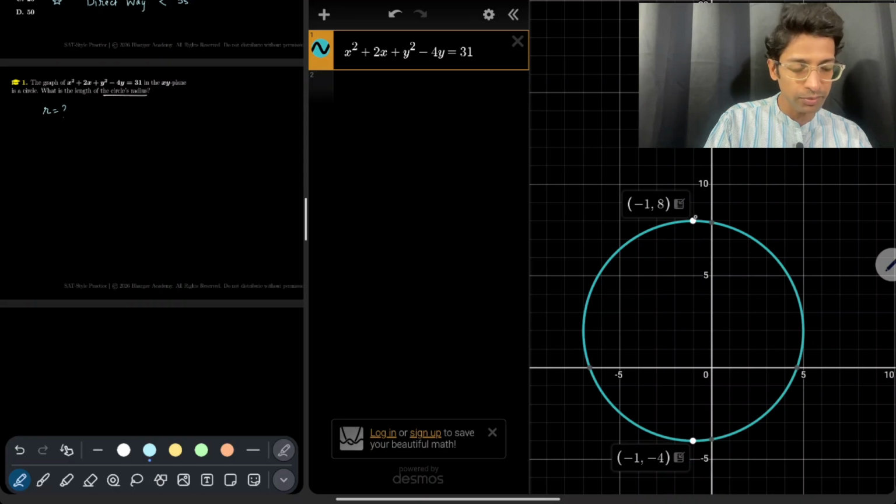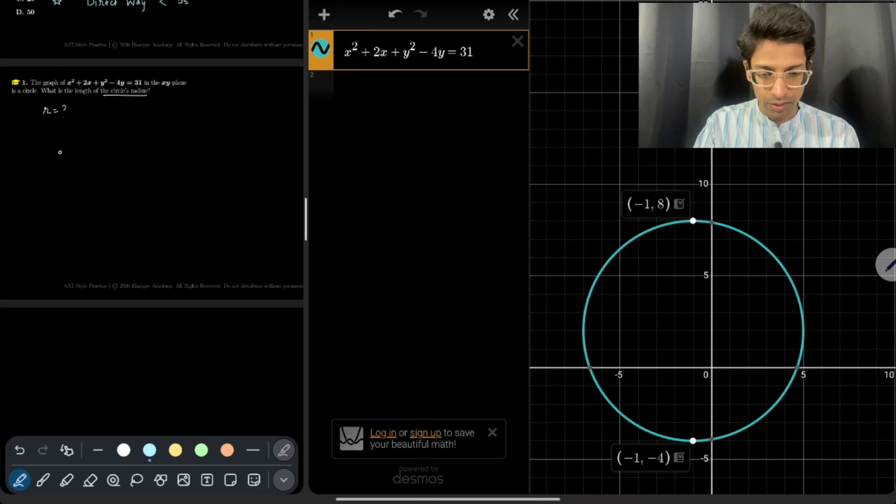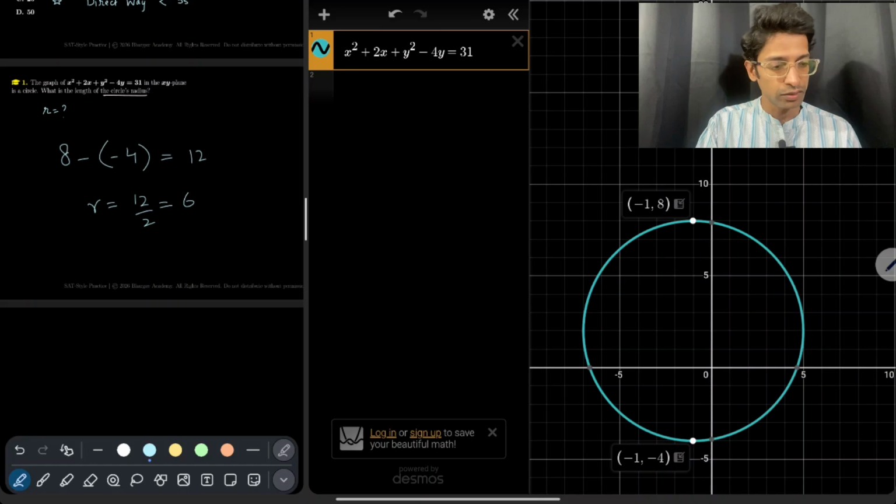Now, as you can see, these are the maximum and minimum points. So this forms a diameter from minus 1, 8 to minus 1, minus 4. Look at the y coordinate here, which is 8. Look at the y coordinate below, which is minus 4. So 8 minus minus 4 gives you the diameter, which is 12, and the radius is the diameter divided by 2, which is 6. So this is how you get the radius directly from Desmos.